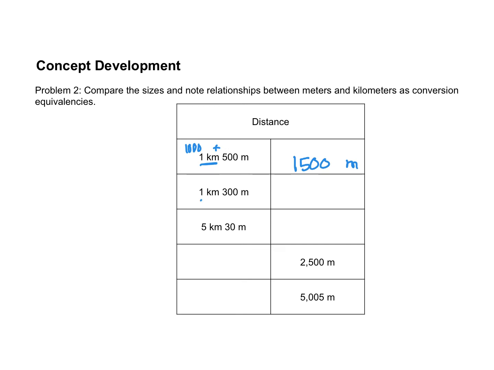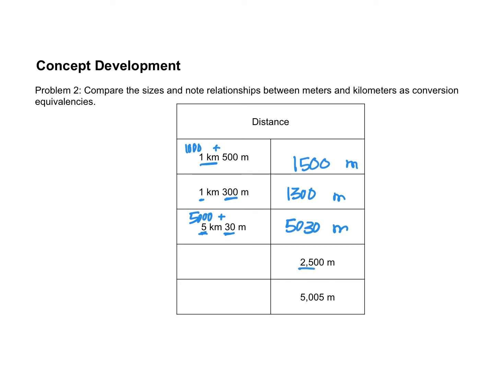A similar problem here, 1 kilometer, 300 meters. We're going to think of it the same way. So we've got 1,000 meters plus 300 meters is 1,300 meters. 5 kilometers, 30 meters. Well, again, 5 kilometers would be 5 times 1,000, so 5,000 meters plus the 30 meters that we have here. So we would have 5,030 meters.